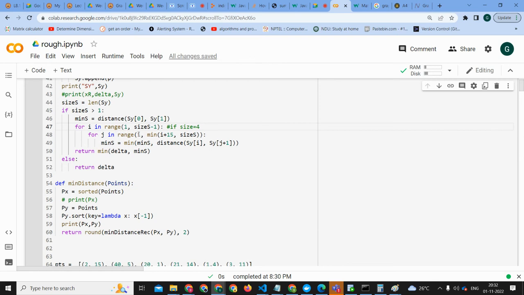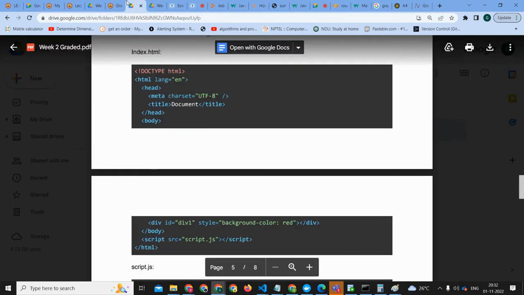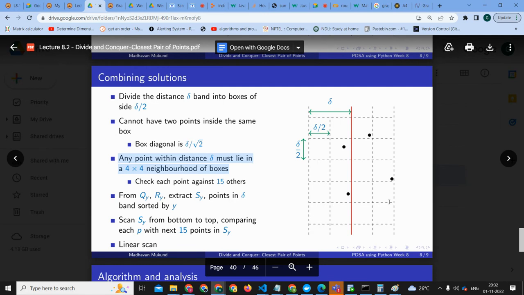So for j in range of i comma minimum of i plus 15 comma size. Okay. Why is this 15 coming up? That is what we are talking about. Actually, to be on the safer side, we are searching for the neighboring 15 points of the present point, the highest point. Can you tell it here also?